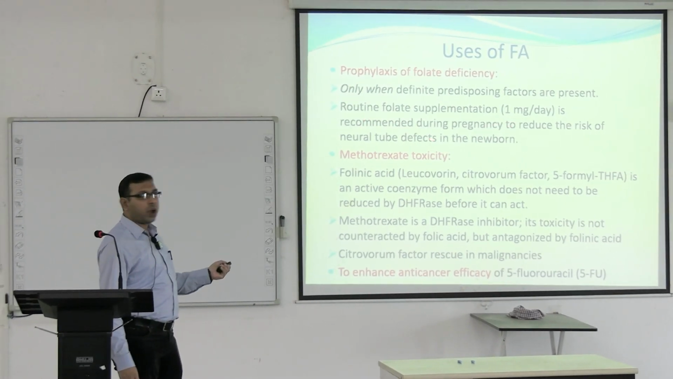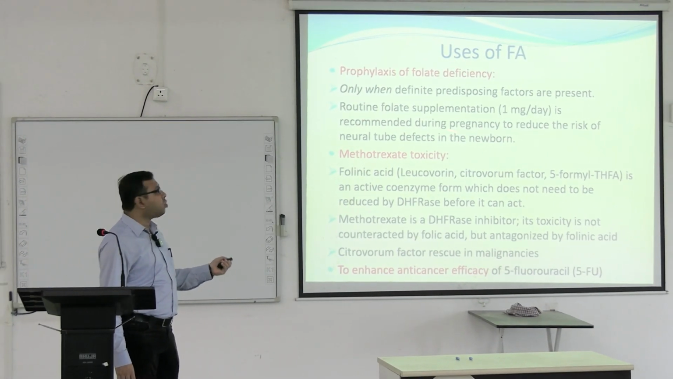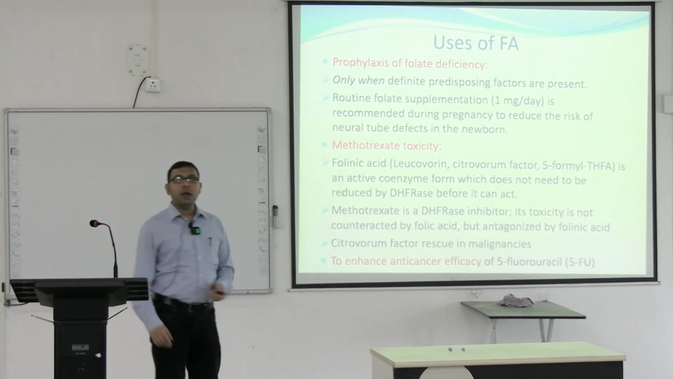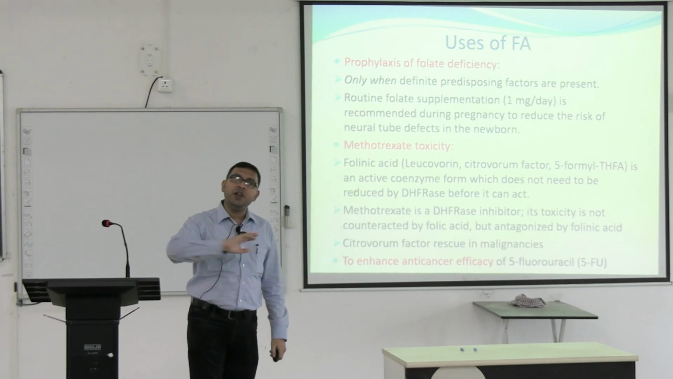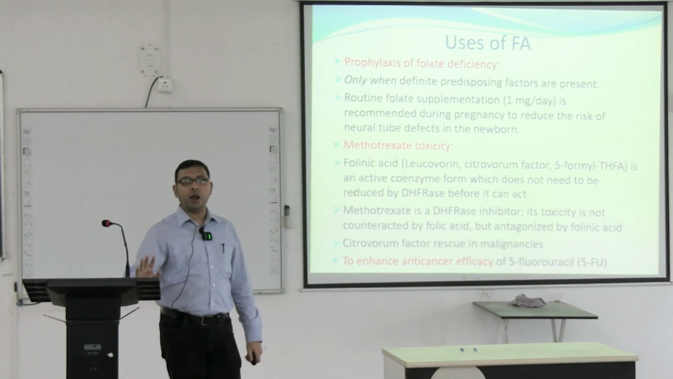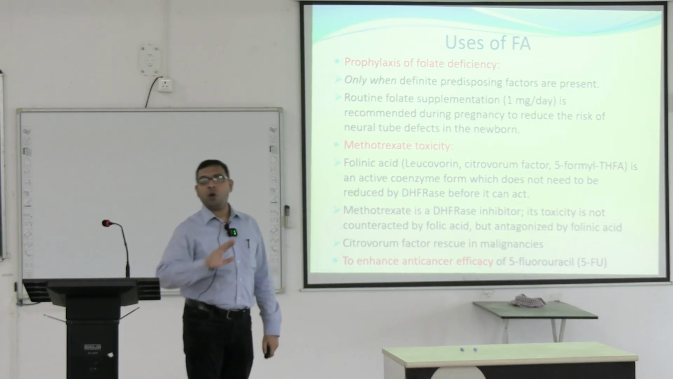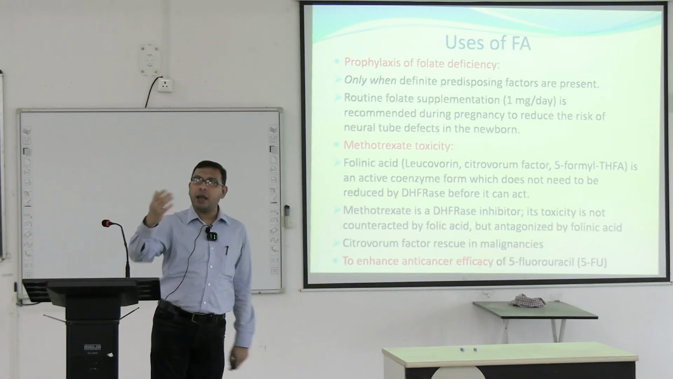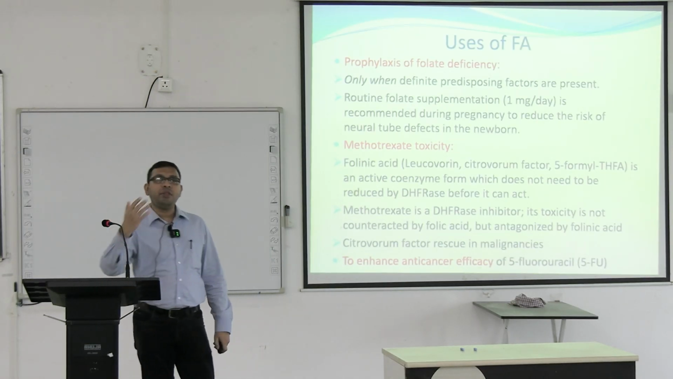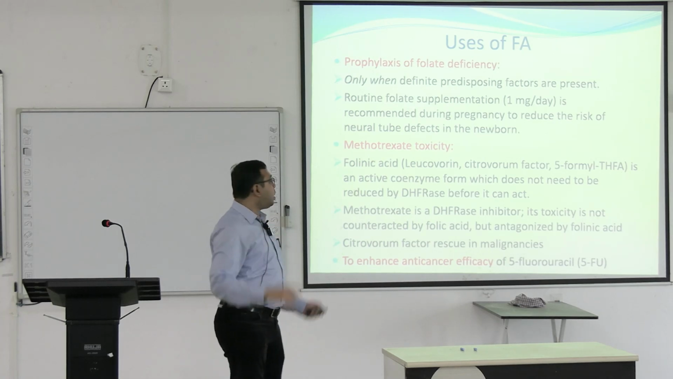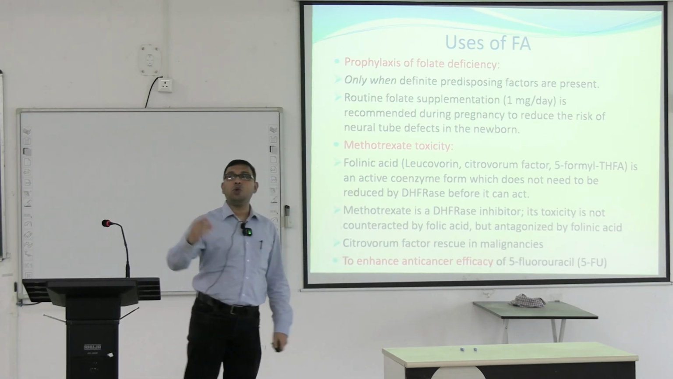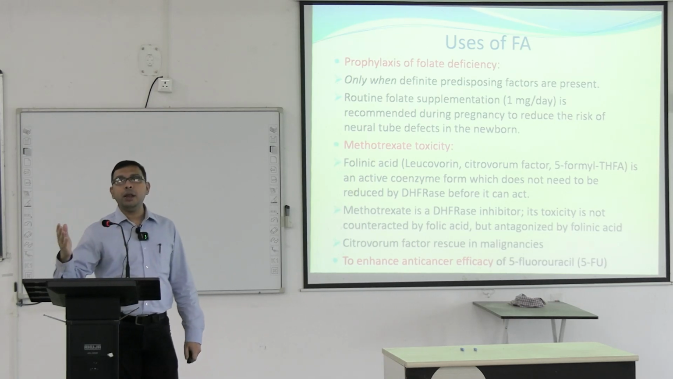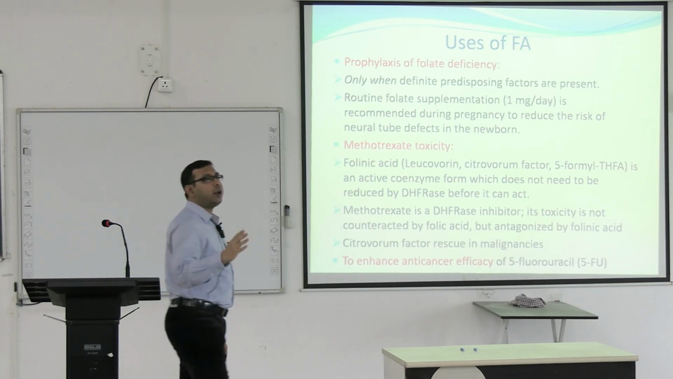1 milligram per day is recommended during pregnancy, that reduces the risk of neural tube defects in the newborn. So, 1 milligram per day is given to every pregnant woman, okay, every pregnant woman in our country and all of the world also. And if there is any history of previous pregnancy loss or any previous neurological deficit to the baby, so ultimately this folate supplementation dose is increased. Usually 3 to 5 milligram is given when there is any previous history of bad pregnancy outcomes.